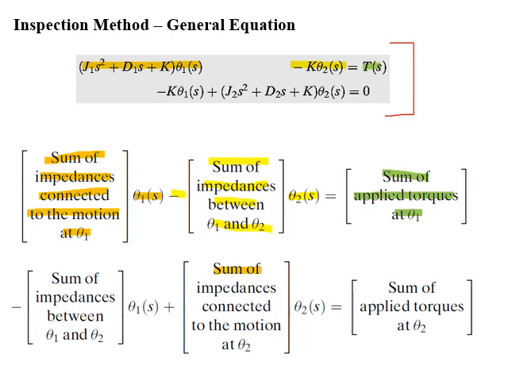Now coming to the second equation, which belongs to the second test point theta 2. The sum of impedances connected to the motion at theta 2 multiplied by theta 2 of s, subtracting the sum of impedances common between theta 1 and theta 2 multiplied by theta 1 of s, will be equal to the sum of applied torque at theta 2. Now if we compare this with our second equation, J2, D2 and K are attached with the motion of theta 2 directly, whereas the spring with coefficient K is connected between both nodes. So this will be our generic form of equation which we will use to find the system of equations for the inspection method.